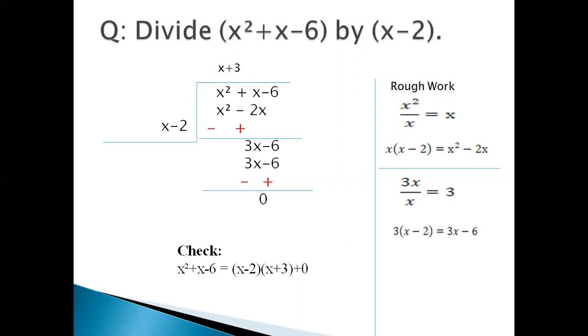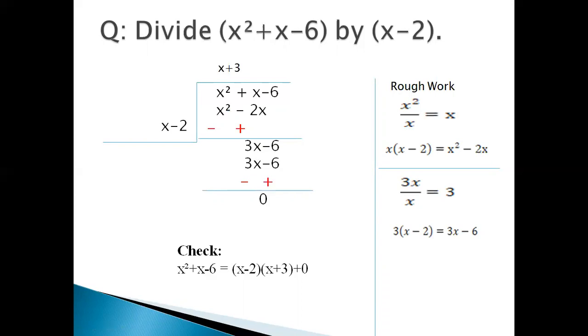Now in the first step, take the first term of the dividend, x square, and the first term of the divisor, x. So divide the first term x square by x, we get x. Now multiply this x by your divisor x minus 2, we get x square minus 2x. Now put it here in your division sum, x square minus 2x, and the next step is to subtract.